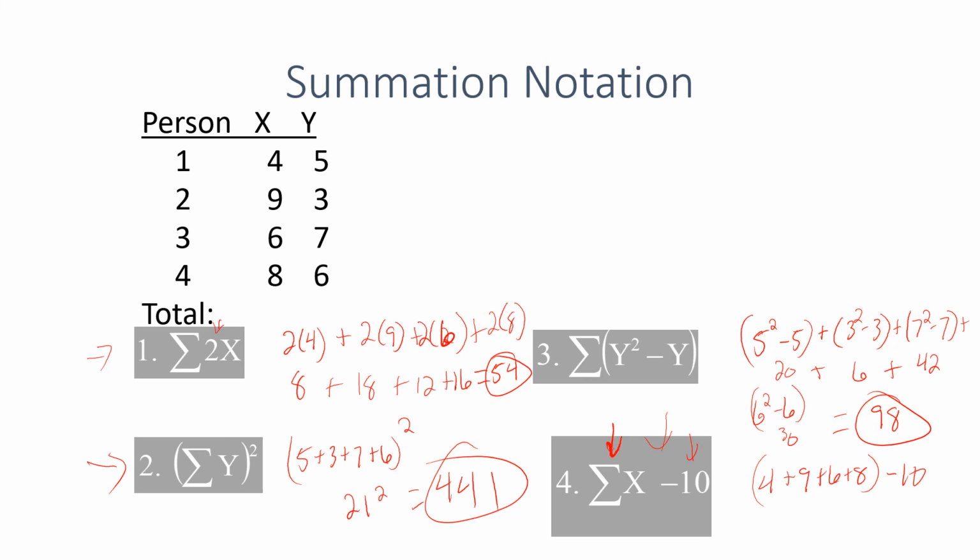If you do it wrong and you do the x minus 10 first, it would be 4 minus 10 plus 9 minus 10 plus 6 minus 10 plus 8 minus 10. You're going to get a very different answer. What do we have here? 27 minus 10, or 17.